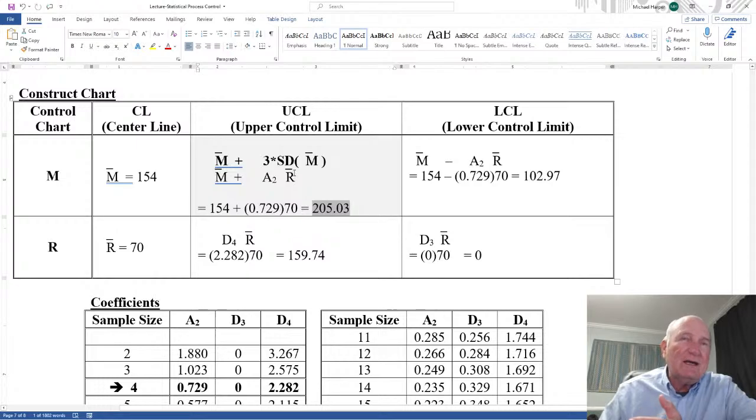So that's really the concept. That's how they're doing this and why they're doing it this way. Now over here, for the lower control limit, you just change the plus sign to a minus sign. That's all you do. Okay, now what about the R chart? Well, the R chart is very, very similar. Okay, let me take this here.